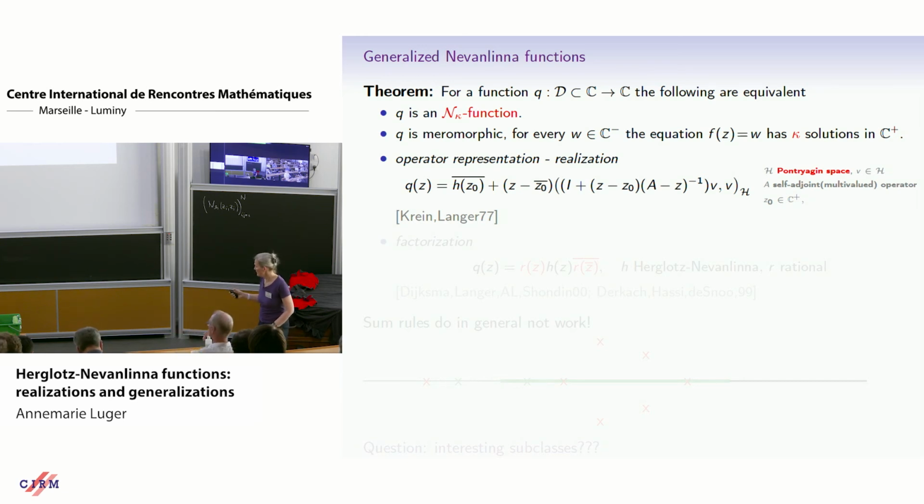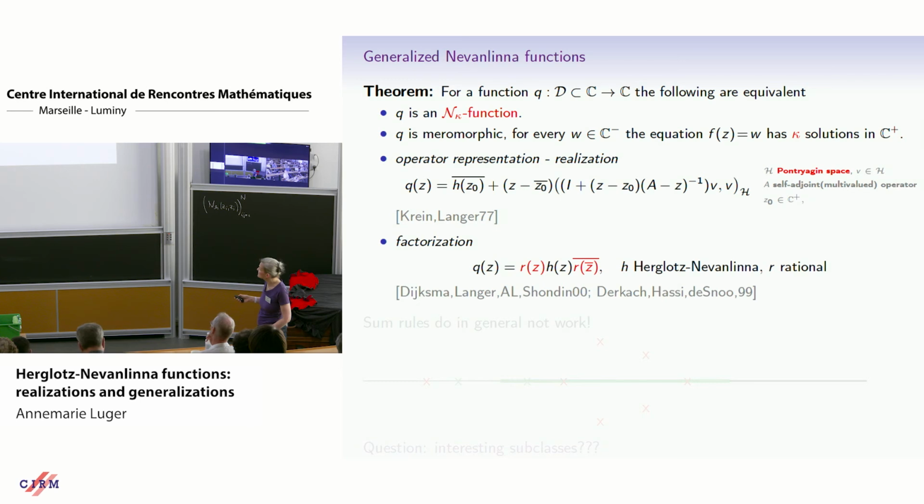And based on this, quite a while later, it could be shown that this is further equivalent to the function admitting a factorization, so that it is a usual Nevanlinna function multiplied in a symmetric way by a rational function. And from this one, you see, for instance, that this is a generalized Nevanlinna function, but actually also this.